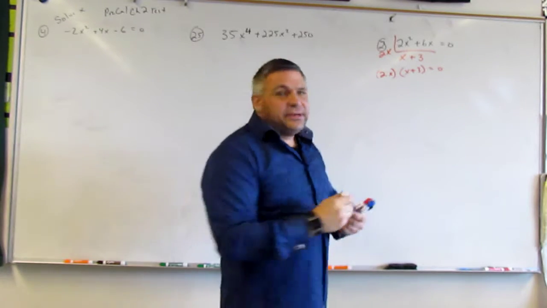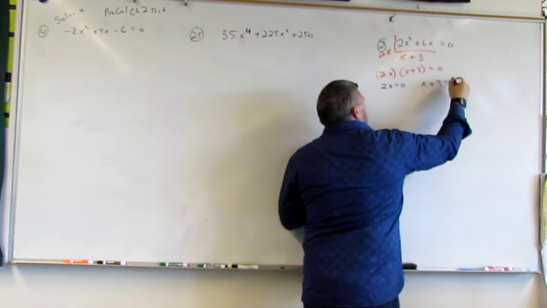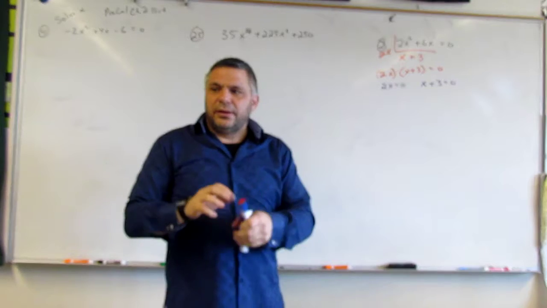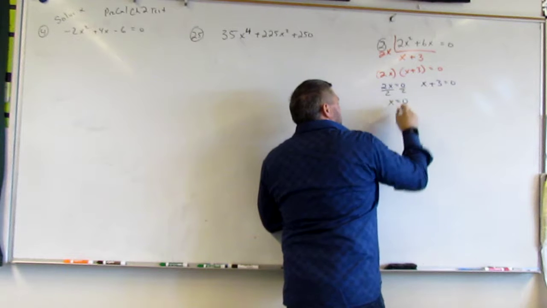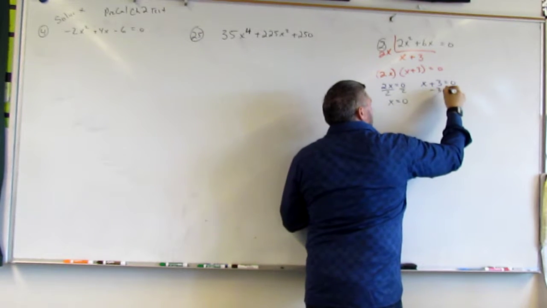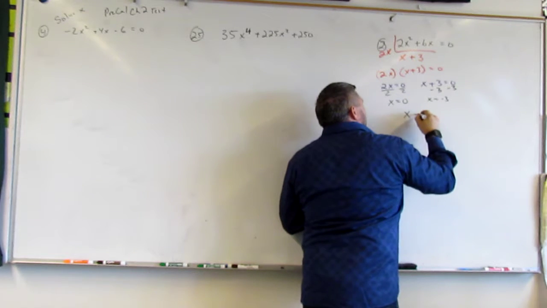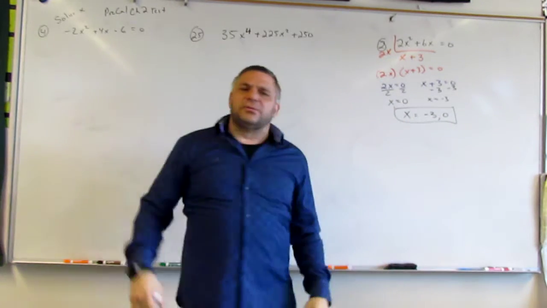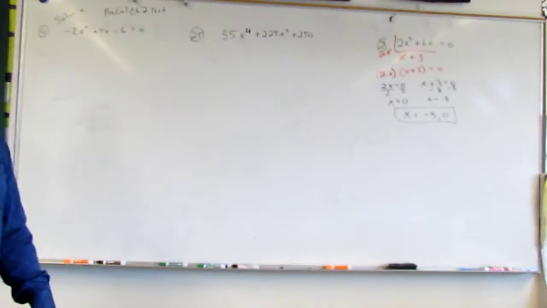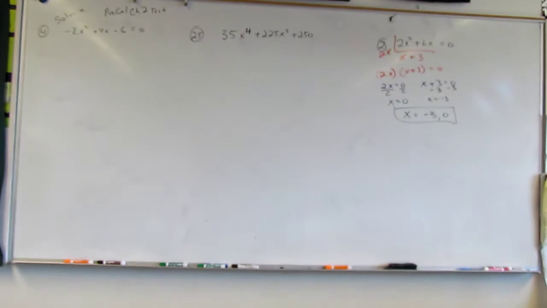And then all we want to do here is say, okay, then 2x equals 0 and x plus 3 equals 0. And so then I divide by 2, and I get x equals 0. And I subtract by 3, and I get x equals negative 3. And so my final answer is negative 3 and 0, because I want to put them in order from least to greatest. Does that make sense? So that's factoring.